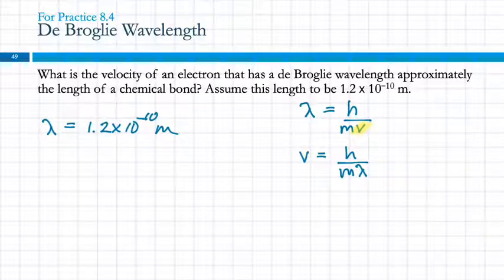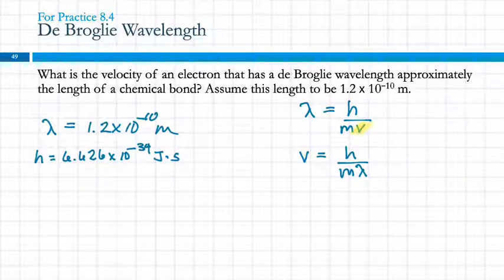Well, what's h? h is Planck's constant, 6.626 times 10 to the minus 34 joules times second. And the mass is the mass of an electron.